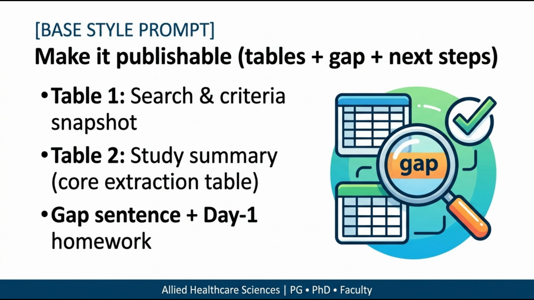Then write the research gap sentence. Use this structure: most studies focus on X, but few address Y and Z context using comparable methods, so evidence remains unclear about W. Homework for day 1 is simple. Write your 1-line aim and list 6 keywords. Once you have that, the rest becomes a workflow.